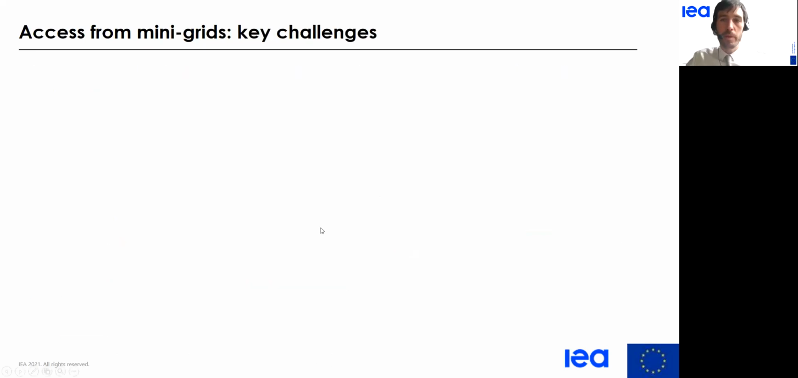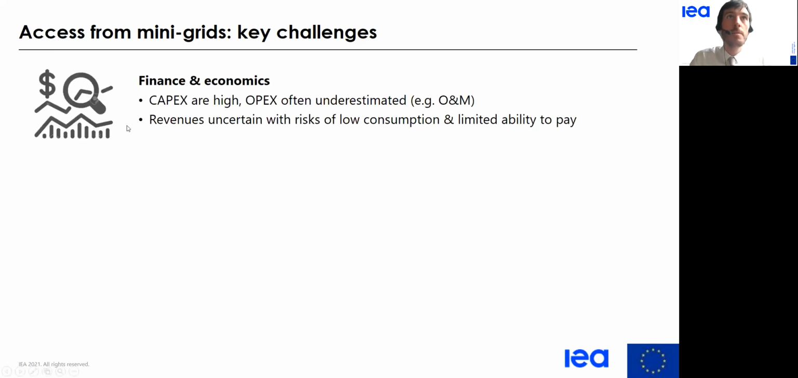Now coming to mini grids, there is a very strong potential for expanding mini grids in many regions of the continent, but there are also some challenges. I just mentioned a few of them. In terms of finance and economics, capex or investment expenditure are very high for mini grids, and opex are also important and often underestimated. For example, the operation and maintenance cost.